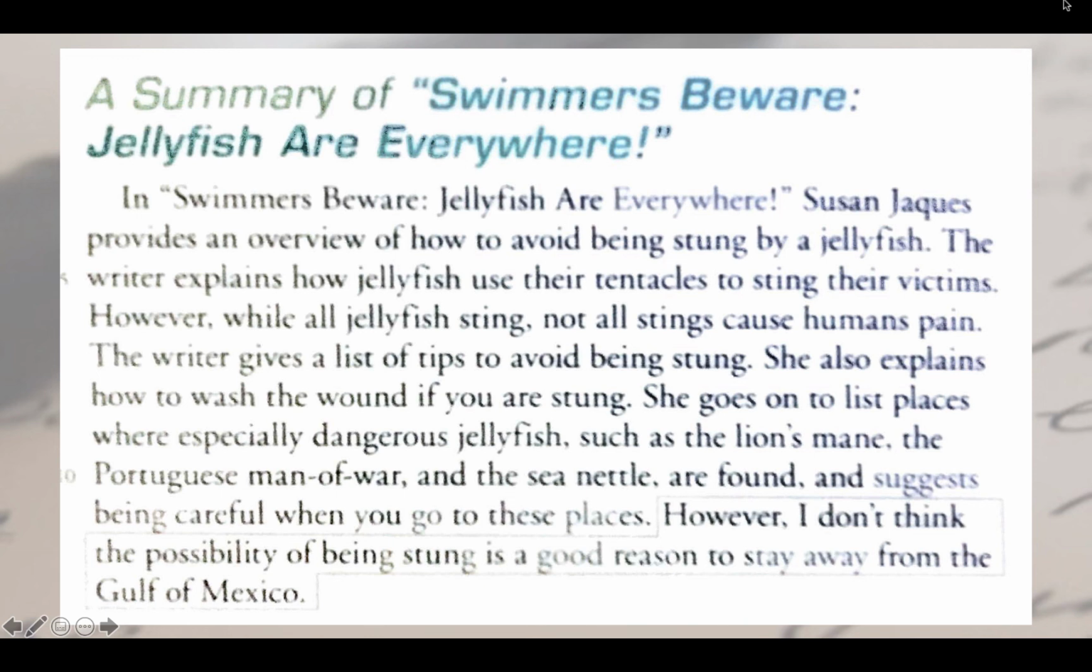And let's look at the last sentence though. However, I don't think the possibility of being stung is a good reason to stay away from the Gulf of Mexico. That's not appropriate for a summary because that is not Susan Jacks' opinion. That is the person who wrote this. It's their opinion. And that's inappropriate because the writer of this summary is giving his or her opinion, not just sticking to what the actual article says.